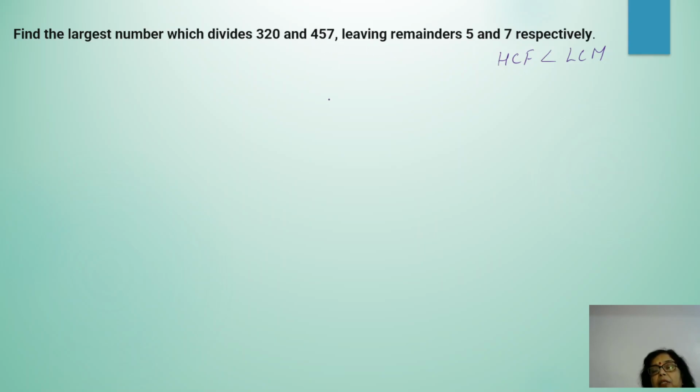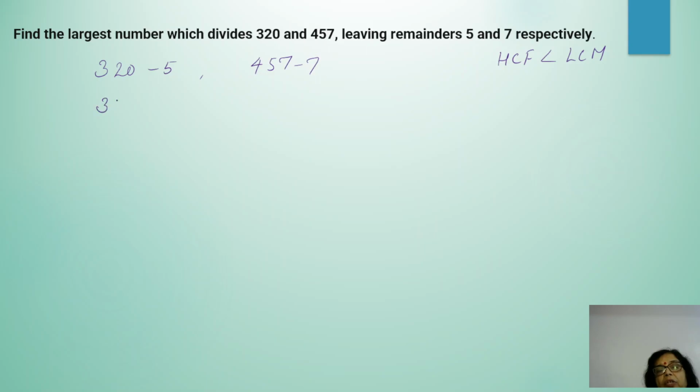LCM will be greater than these two numbers, or maybe equal to the product of these two numbers if there is nothing common in them. So for finding the largest number which divides it, here it's also mentioned that it is giving us a remainder 5 and 7 respectively. Respectively means from the first number you have 5 as a remainder, from the second number you have 7 as a remainder. So in order to solve it, what we need to do is remove the remainders: 320 minus 5 and 457 minus 7.